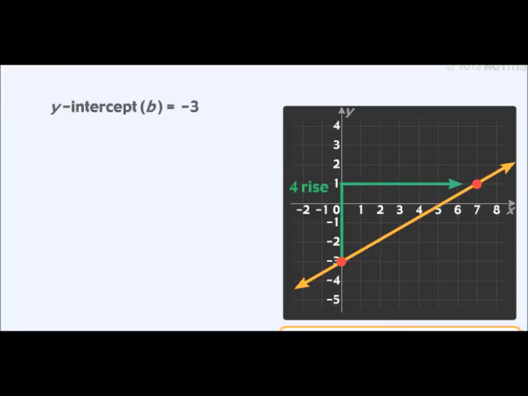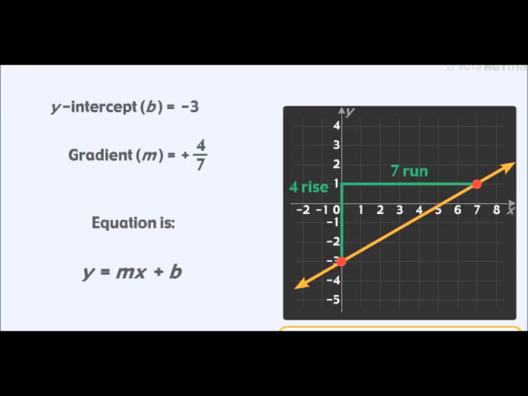So it rises up 4, goes across 7. So our rise is 4, our run is 7. So that gives us our gradient. We also know that the slope is positive in this case, so it's positive 4/7. And then finally we take those two values and put them in the rule. So our equation is y equals 4/7 x, take away 3.